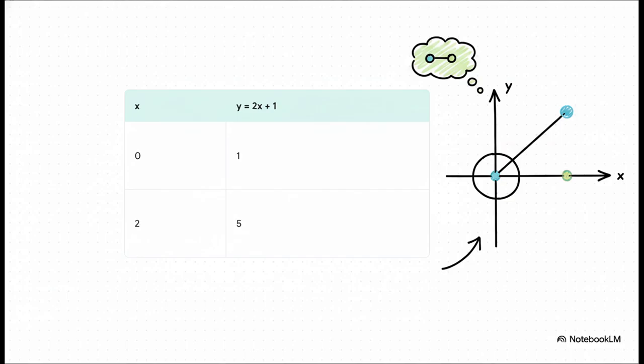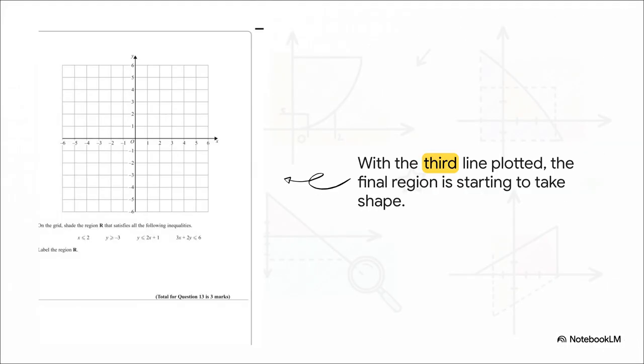Easy enough. Now let's pick another one. Say x equals 2. So y is 2 times 2, which is 4, plus 1. That gives us 5. So our second point is 2, 5. Perfect. Now we just connect the dots. So we pop those points on the graph, 0, 1, and 2, 5, and draw a nice solid line right through them. See that? The grid is really starting to get chopped up into different zones now. We've just got one more boundary left to draw.